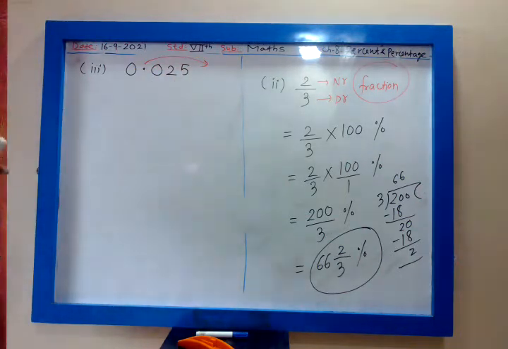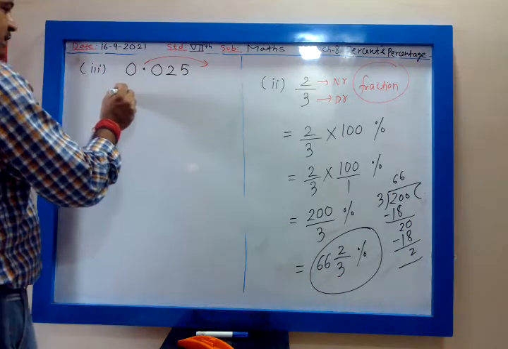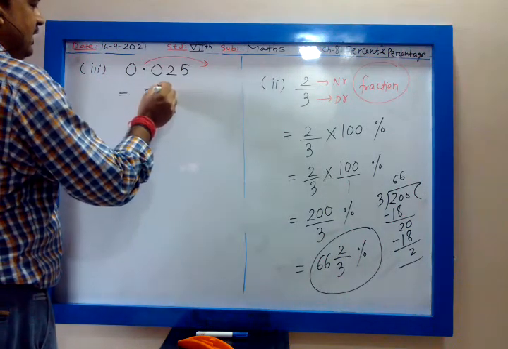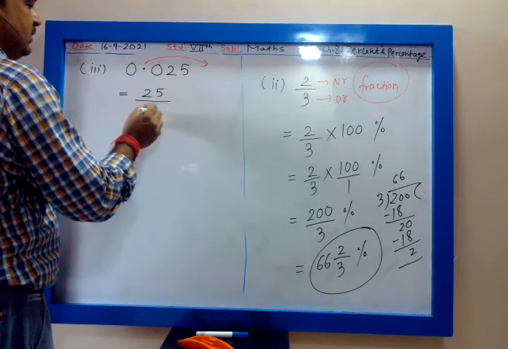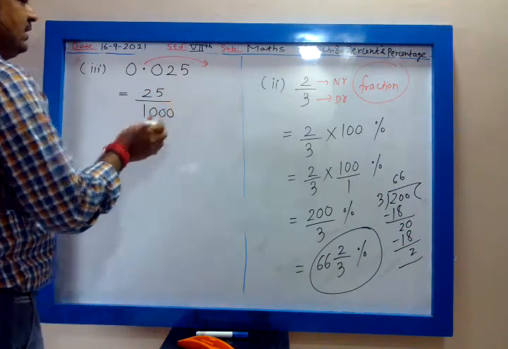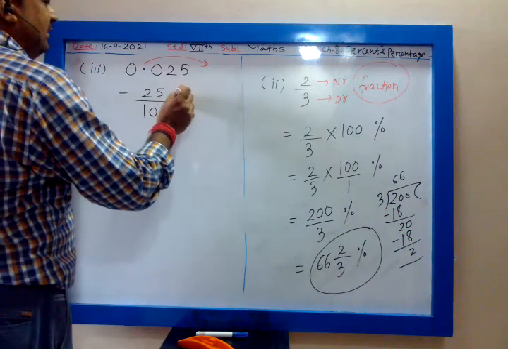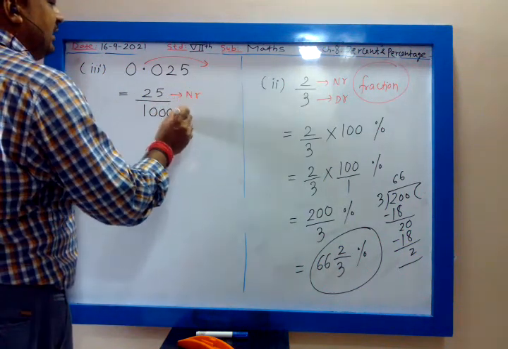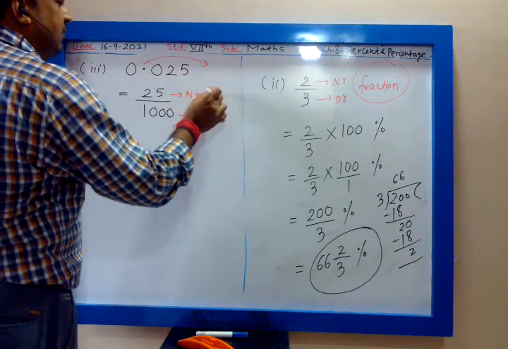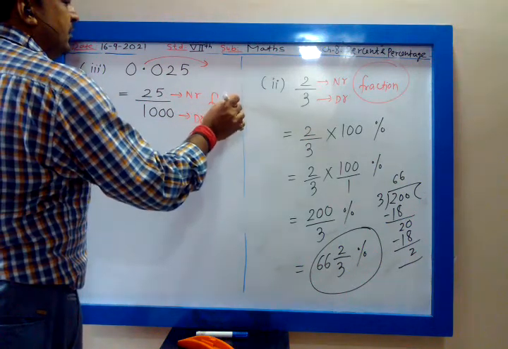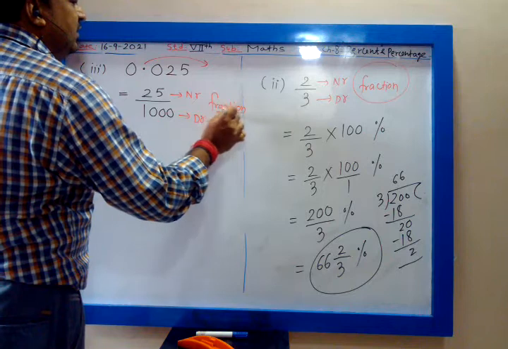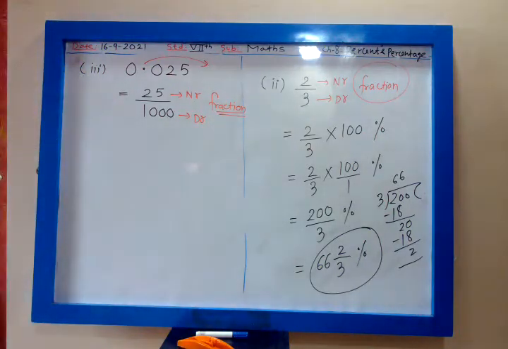So remove the decimal. After the decimal, how many digits are there? So this is 25 upon 1000, and clearly this is the fraction, yes or no? This is my numerator. This is my denominator. So 25 upon 1000 is the fraction. Once you get the fraction, how will you convert fraction into percentage? Multiply by 100.